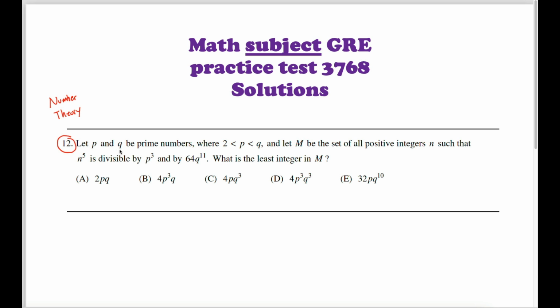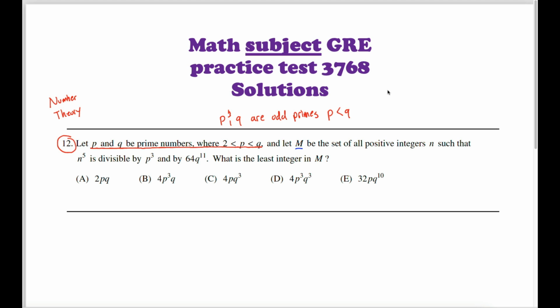We have these two prime numbers p and q, and what we know about them is p is less than q, and each of them is greater than 2. So p and q are odd primes. And now we're going to define this set M to be the set of all positive integers n such that n to the 5th is divisible by p cubed and 64q to the 11th. Okay, that's kind of a mouthful.